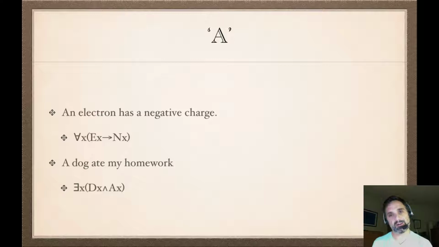Both of these sentences are ambiguous grammatically, and the intended reading depends upon what the actual words mean, like what does electron mean, what does negative charge mean, what does dog mean, what does homework mean. It's because you know that electrons are a kind of thing. Having a negative charge is a pretty generic property, that you understand that the first one is universal and the second one is existential.